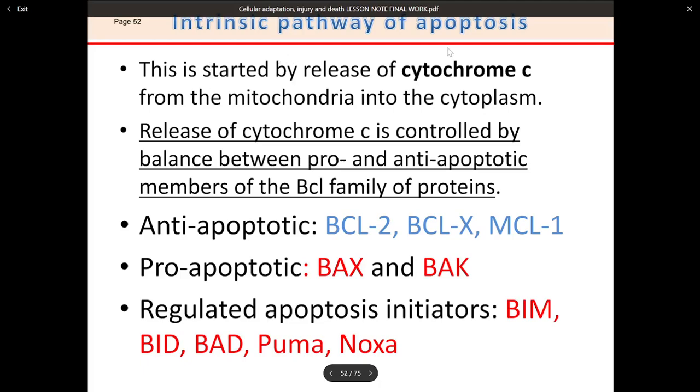The intrinsic pathway of apoptosis is started by the release of cytochrome C from the mitochondria into the cytoplasm. The release of cytochrome C is controlled by the balance between pro- and anti-apoptotic members of the BCL family of proteins. Anti-apoptotic genes include BCL2, BCLX, MCL1, while pro-apoptotic genes include BAX and BAK. Regulated apoptosis initiators include BIM, BID, BAD, PUMA, and NOXA.